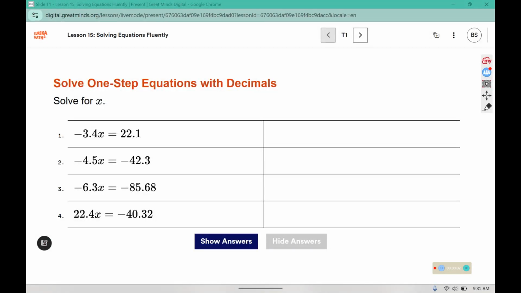In these four problems, you're solving the equations for x. So we can divide both sides by the coefficient on the x. And we get x equals, we're going to divide negative 40.32 by 22.4. You can use a calculator for this lesson, and you're going to get negative 1.8.